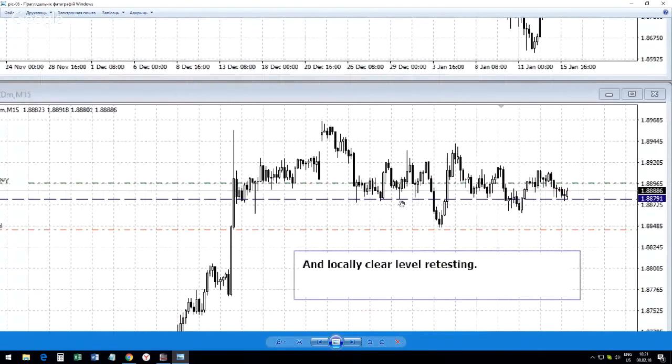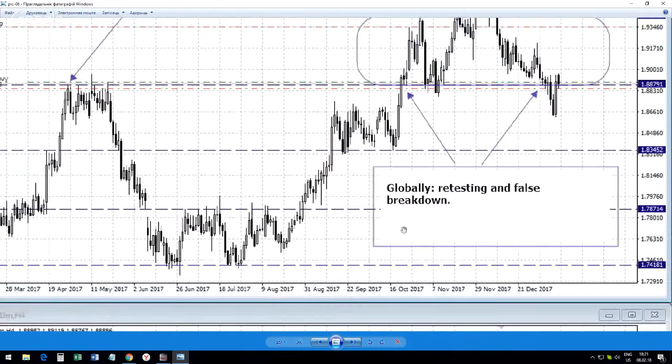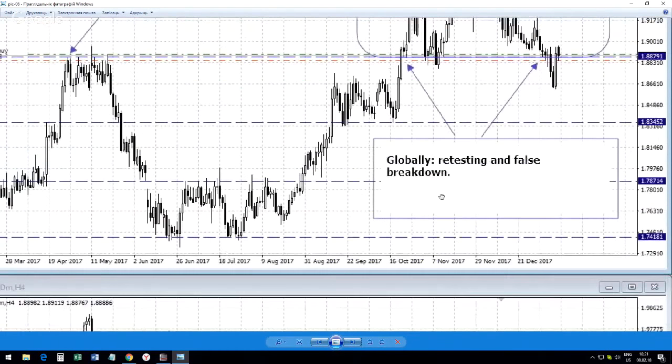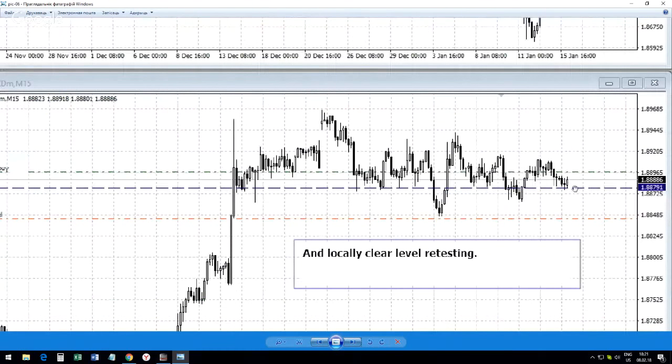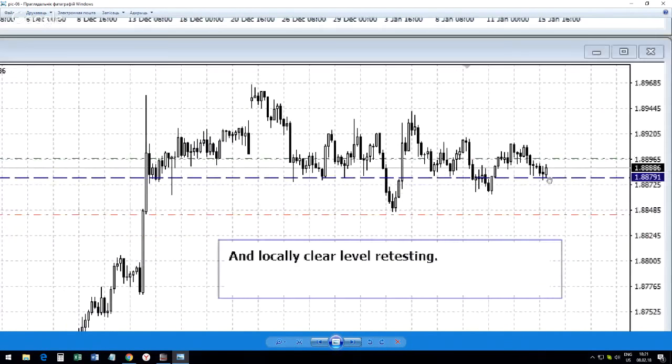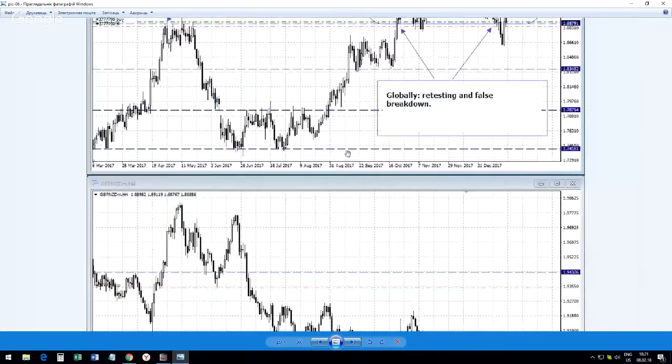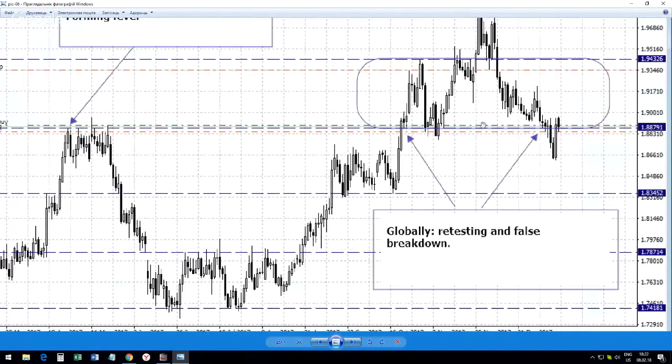Let's look at what happened locally. We have a strong limit level, and it's a daily level. It's not only a local level, and it was a very strong level. And you see here after breakdown, false breakdown, level retesting, cent by cent, level retesting, you see? And it's a Forex. As I said, it doesn't matter what kind of market, what kind of time frame you are trading. Big time frames give you more guarantee that this level will be stronger.